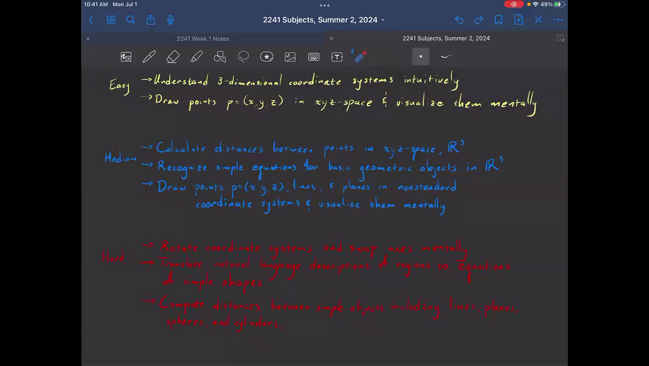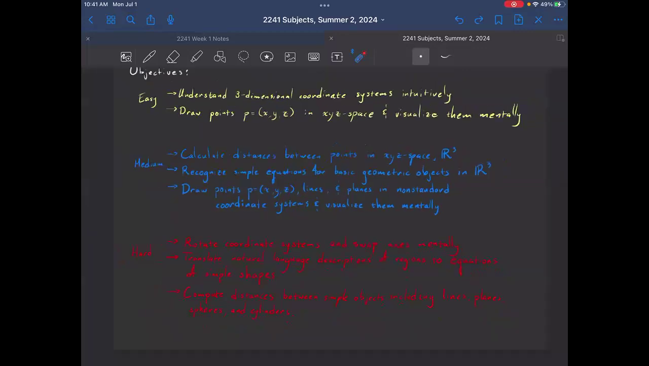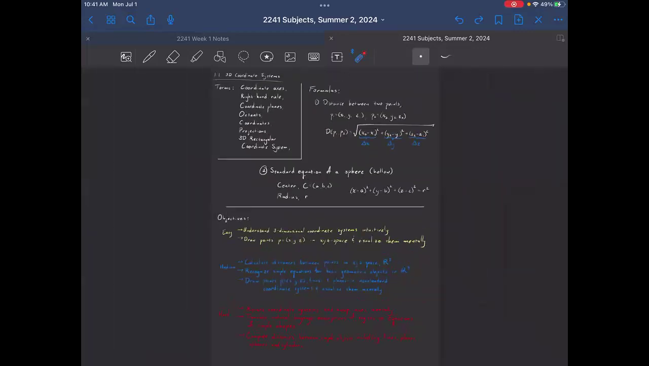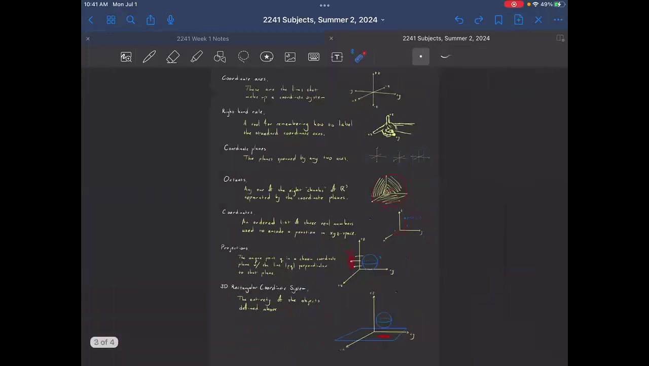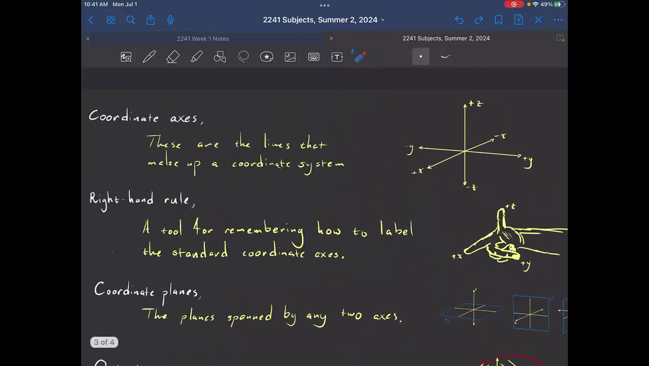Last is that you should be able to compute distances between objects. So distances between lines, planes, spheres, and cylinders. Now that is actually a tricky process. It could involve some calculus, and we might deal with that stuff later on. But this is one very, very hard goal for you to work towards. All right, so that is all of our objectives, and now we'll go over the terms and what they actually mean. So let me zoom in here.